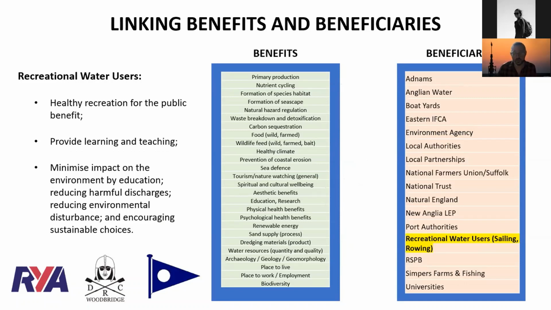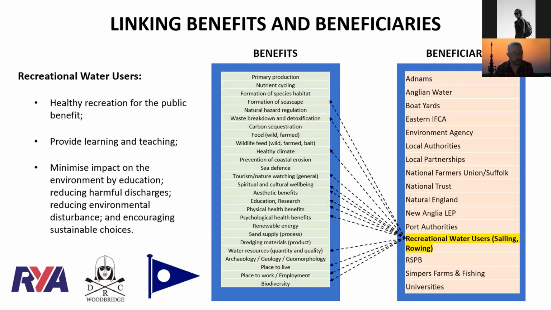Another stakeholder we looked at, and a big group of stakeholders in the Deben, as with many coastal estuaries, is recreational water users. So sailing, rowing, for example, water sports. What types of benefits are they reliant on? So we had an initial stab at making those links.